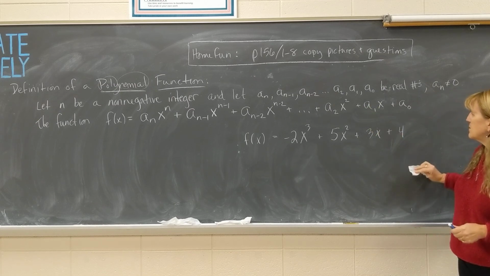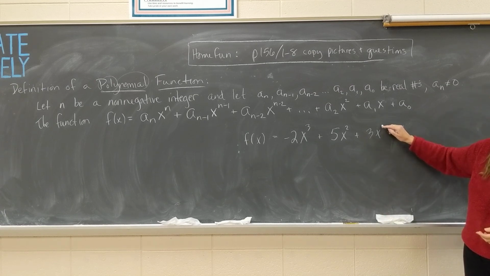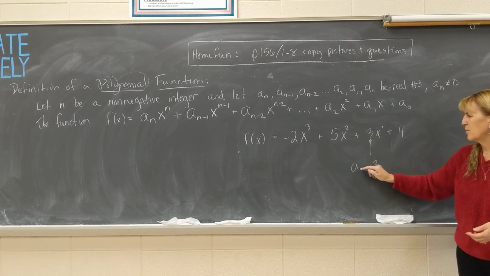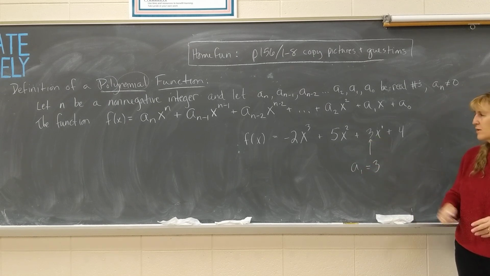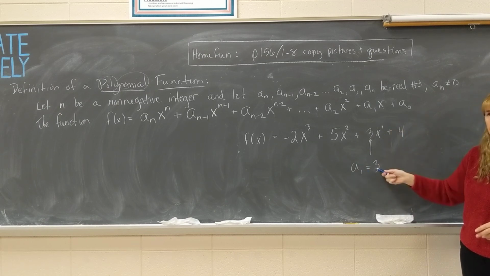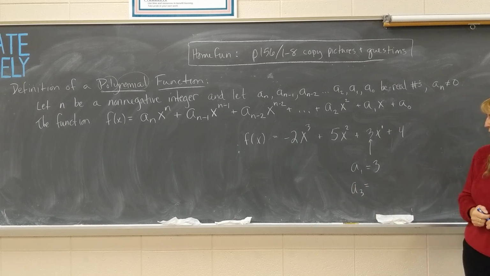Okay, so just out of curiosity here, you see how this is a 1 on your exponent? That means that this 3 right here is your a sub 1. It's the coefficient of the x to the first term. What would your a sub 3 be? The -2. You know what? I think I just said it wrong. No, I didn't. A sub 1 is 3.